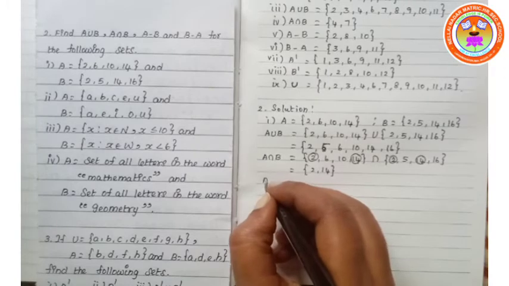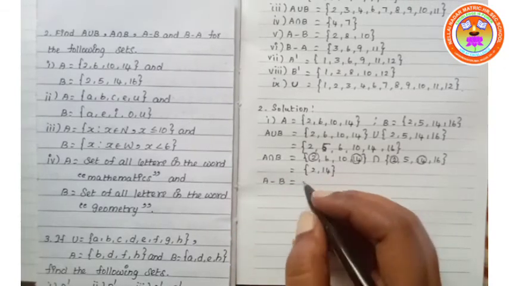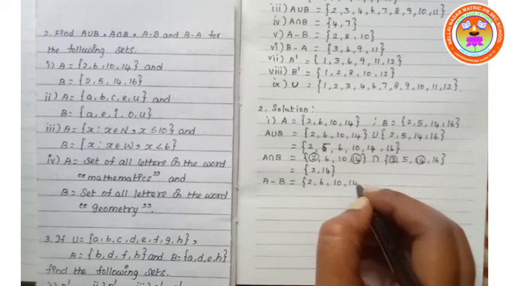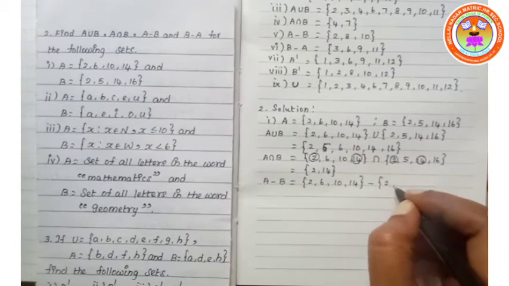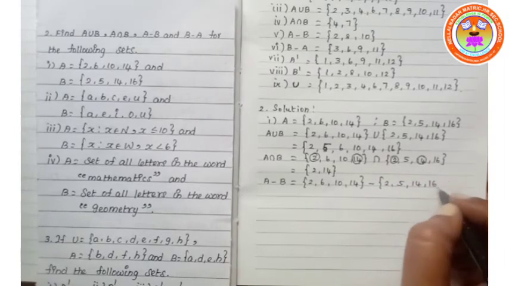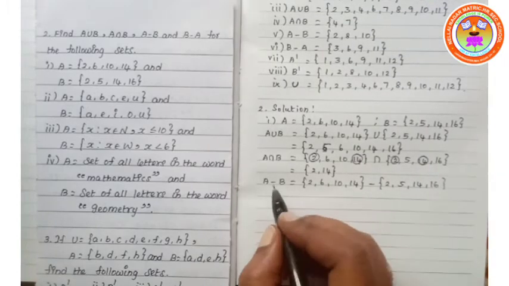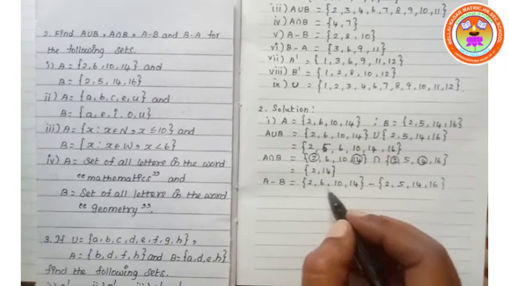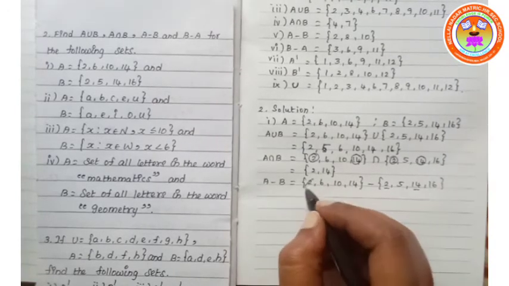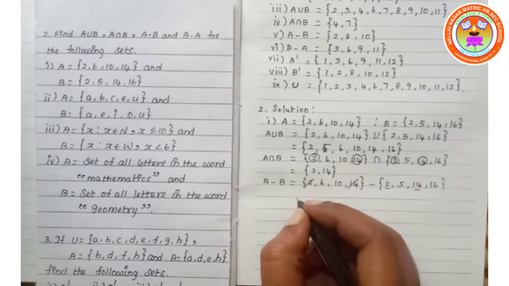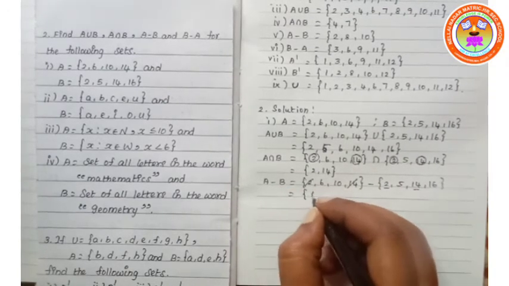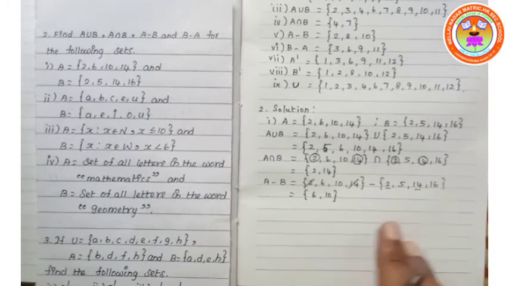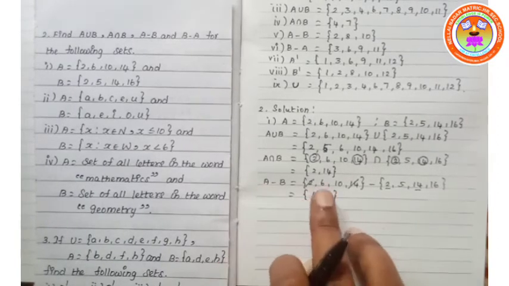Now A difference B. A difference B, or A minus B, you can read. The set A, 2, 6, 10, 14 minus B, 2, 5, 14, 16. Now see here, minus means from the first set, the elements that are in the second set are eliminated. So here 2 and 14 we have, so 2 and 14 should be eliminated. So the remaining elements in the set A are 6, 10 only. You need not consider the second set. You have to consider the first set only. So the remaining in the first set: 6, 10.